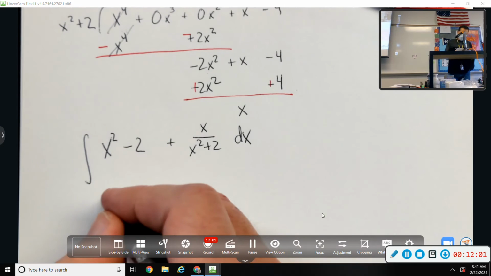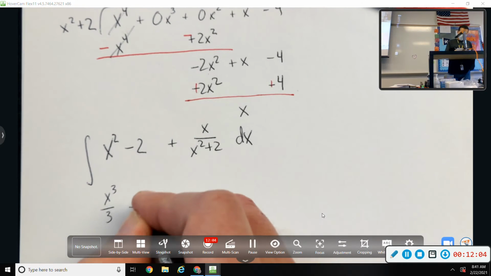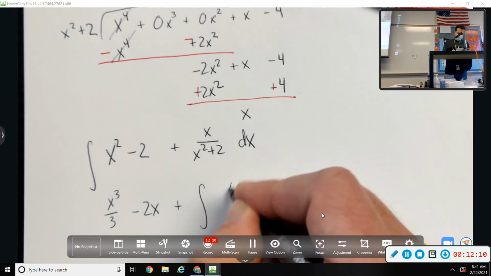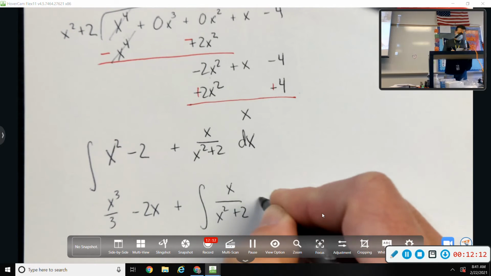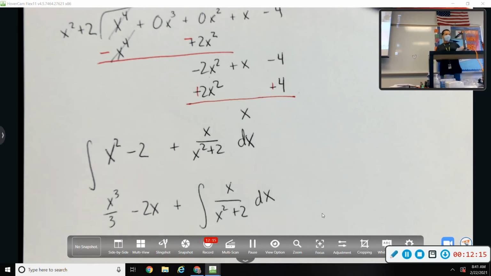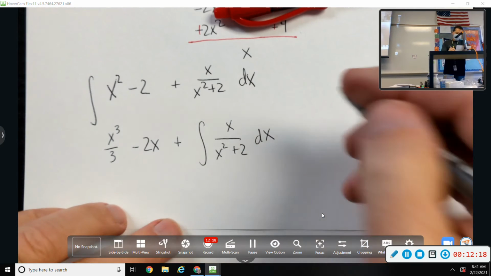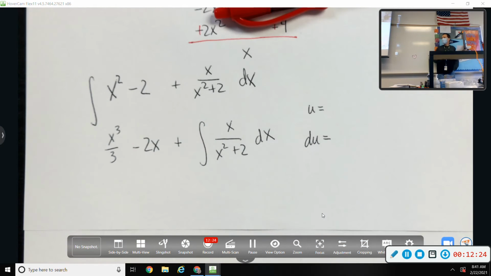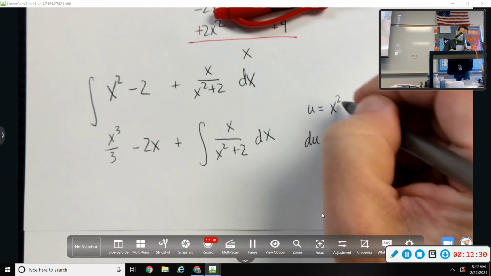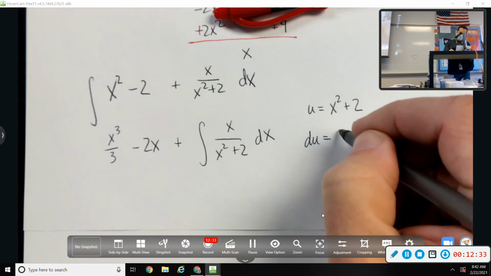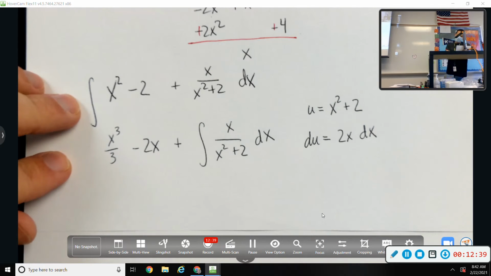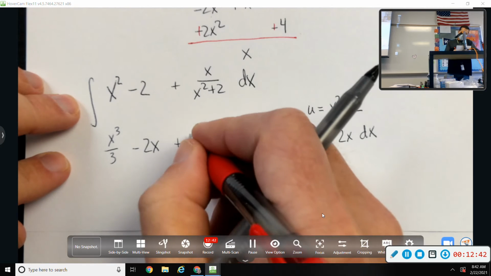Okay, the first couple are easy. That would be x cubed over 3 minus 2x. And then for this one, let's slow down a little bit here. That looks like a U-substitution. What do we think u should be? The bottom. And then we hope that du is the top or something close to the top. 2x dx. That's pretty close to the top. That's almost perfect. Easily fixable with a 2 and a 1/2.